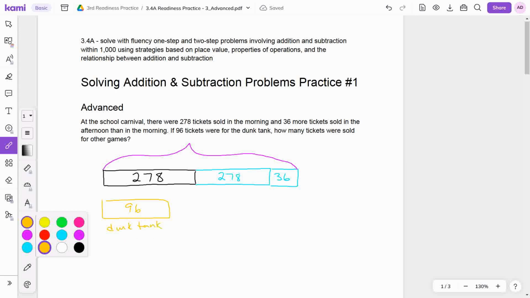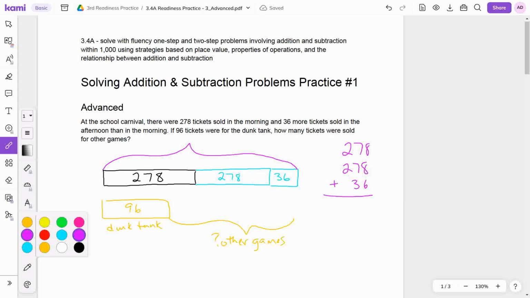And then how many tickets were sold for other games? So this is really what I'm looking for. I'm looking for this number right here. Other games. Well, first I need to figure out how many tickets were sold altogether. Well, let's take our 278 for the morning, and then the afternoon is my 278 again, plus my 36.